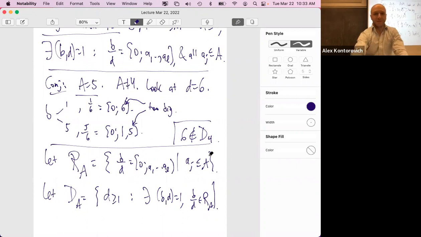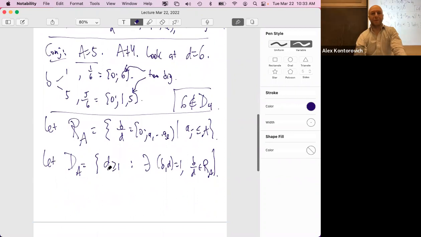Okay. Think about what the conjecture would be. The conjecture will be that D5 is everything, all the naturals.